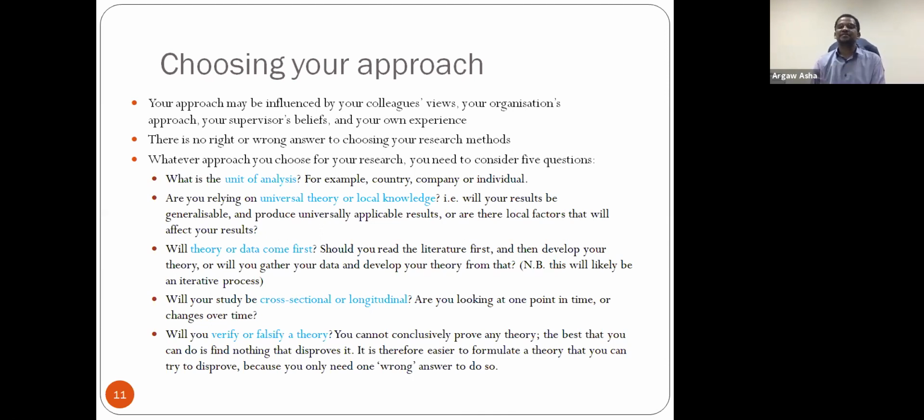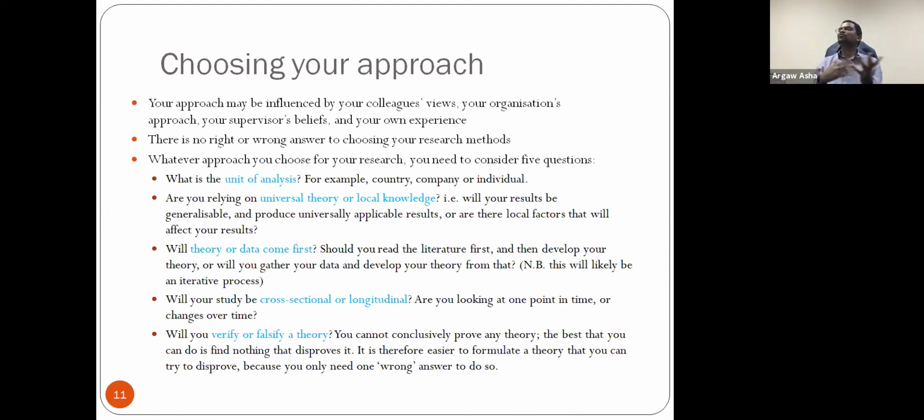Will your theory or data come first? So are you going to develop a theory for your problem, then go for data, or you have data, then you come to the theory case. In such cases, we can use what we call inductive or deductive methods. There are two methods, induction and deduction. Either you can start from the general and come to the theory, or from the theory you come to the general. So these induction and deduction methods come here for your analysis case.